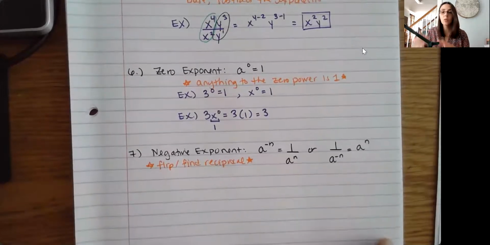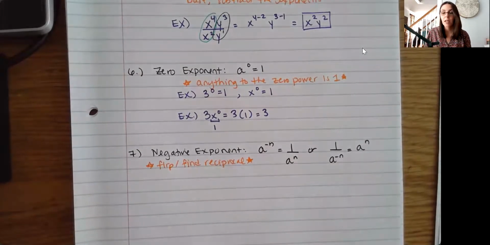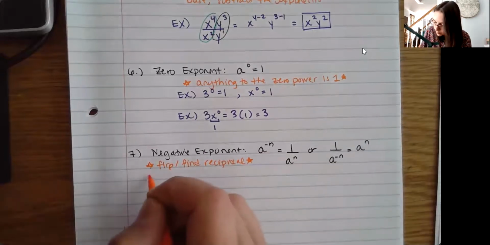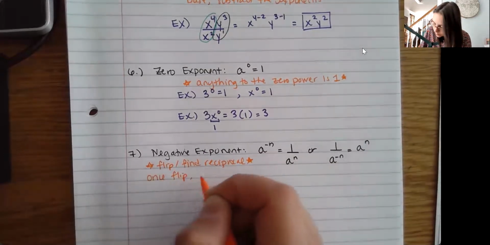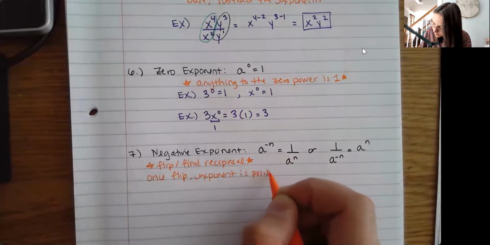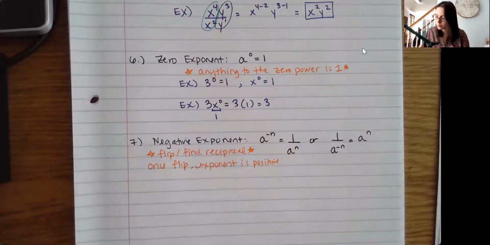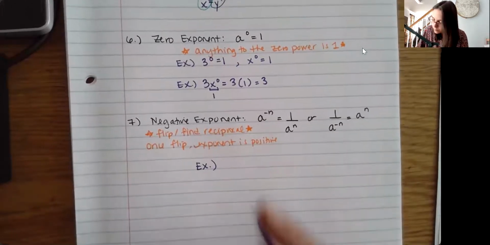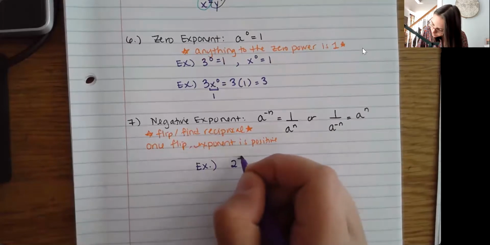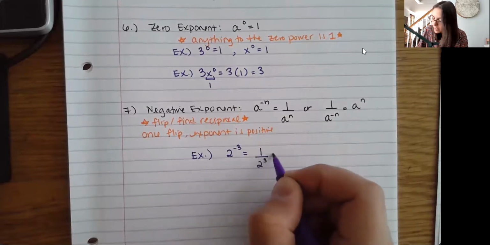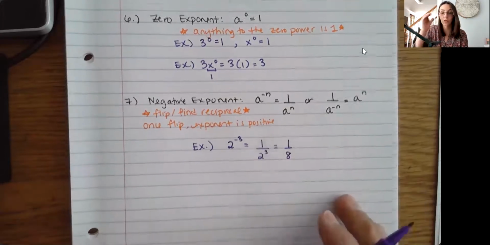And also, once you do flip, that exponent becomes positive. Again, if you need to make that extra note for yourself, go ahead and write that in. So once we flip, the exponent becomes positive. So something like 2 to the negative 3 is 1 over 2 to the third power. And then if I can simplify, I would. So 2 times 2 times 2 is 8.